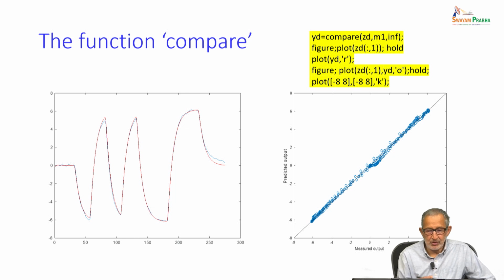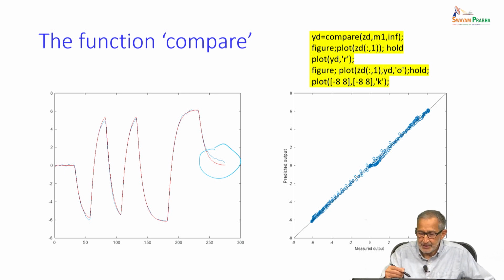So let's look at the result. If we superimpose the predicted output on the measured output, you can barely tell the difference, except somewhat here. I don't know again what happened. And here is the plot of the measured output versus the predicted output. And everything fits perfectly, more or less, on this 45-degree line. So this concludes that the model that we've obtained is very good.